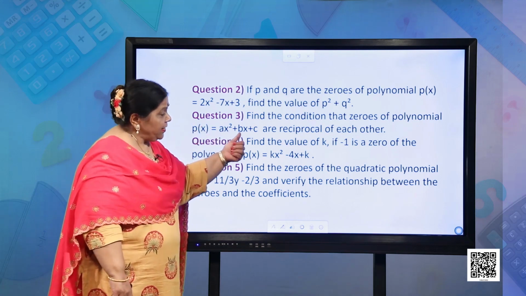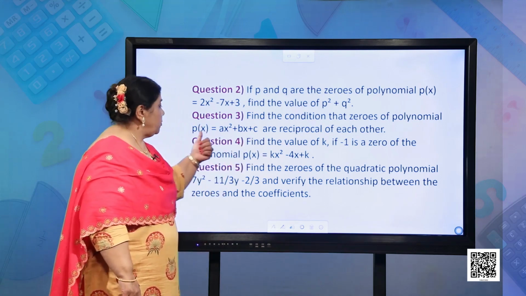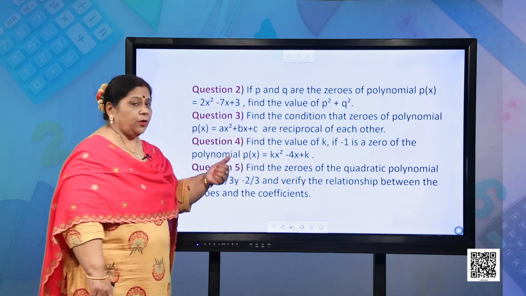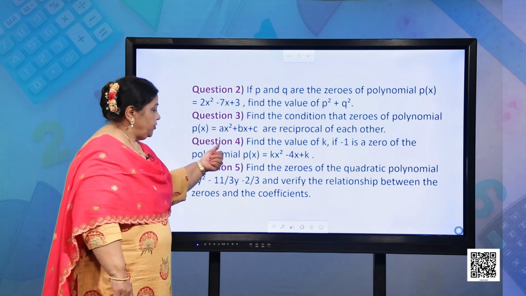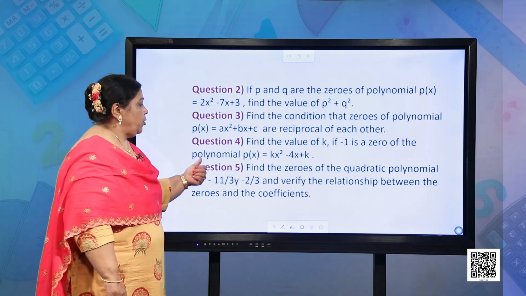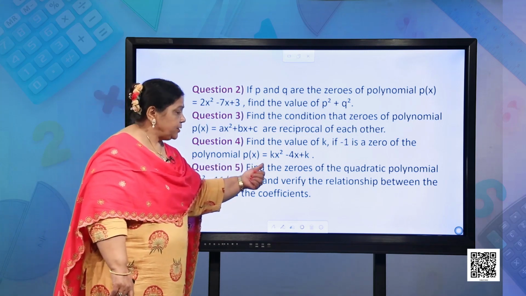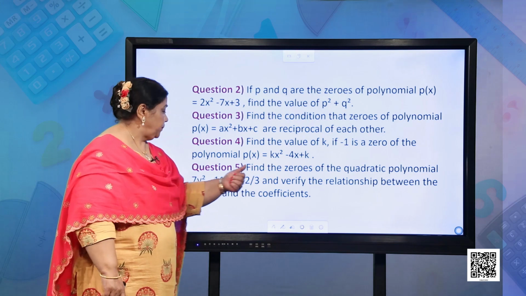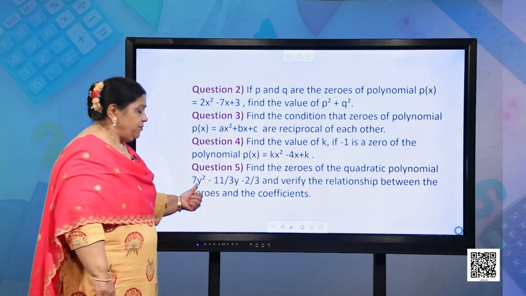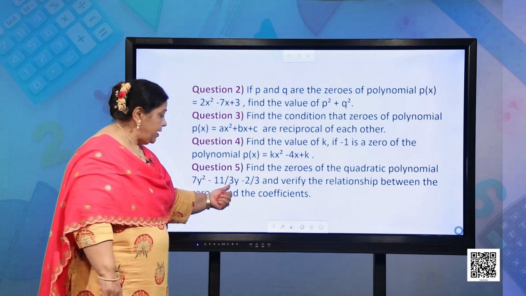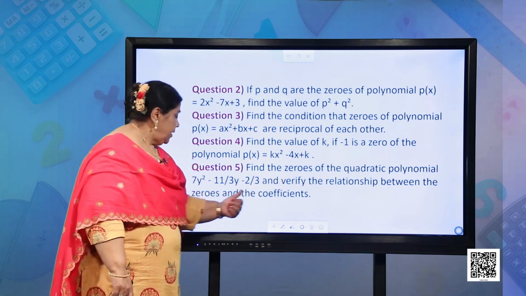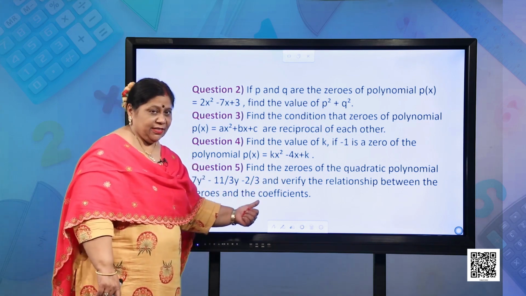Question number 3. Find the condition that zeros of polynomial p of x is equal to ax square plus bx plus c are reciprocal of each other. Question 4. Find the value of k if minus 1 is a zero of the polynomial p of x is equal to kx square minus 4x plus k. Question number 5. Find the zeros of the quadratic polynomial 7y square minus 11 upon 3y minus 2 upon 3 and verify the relationship between the zeros and the coefficients.